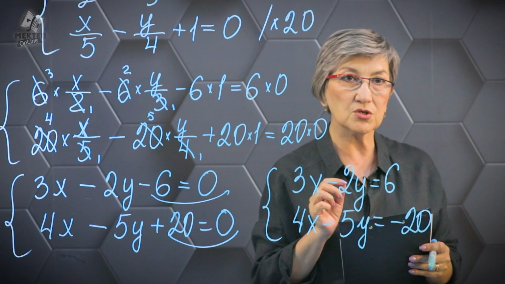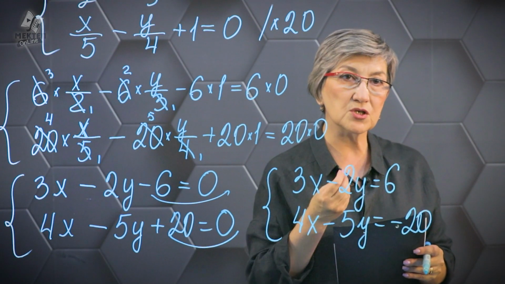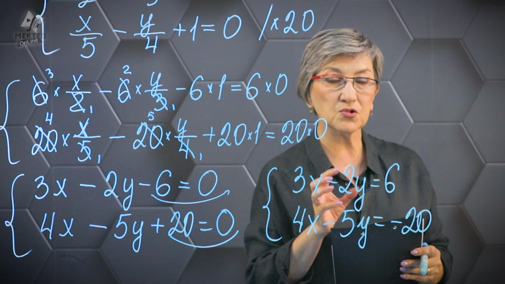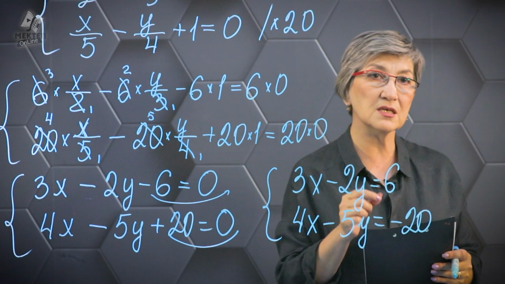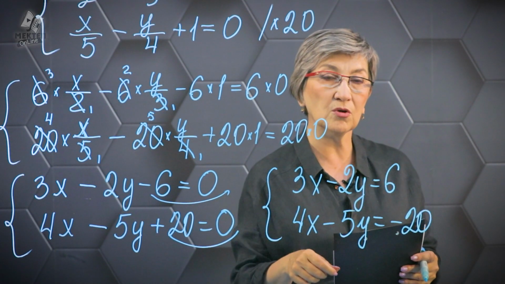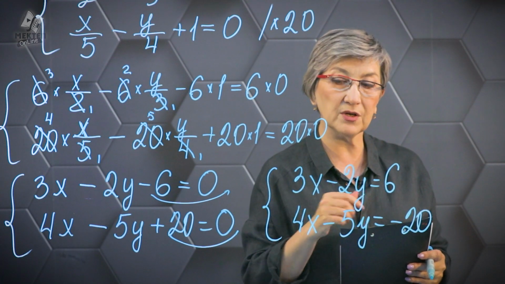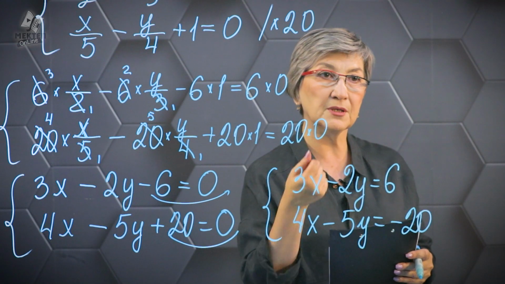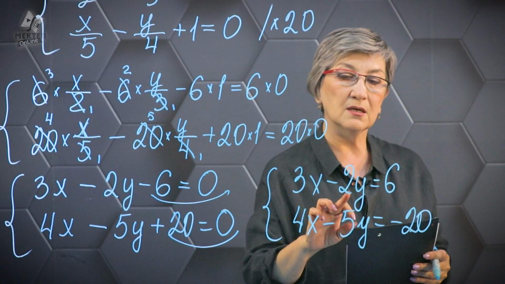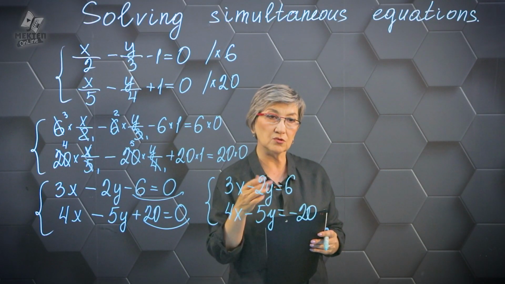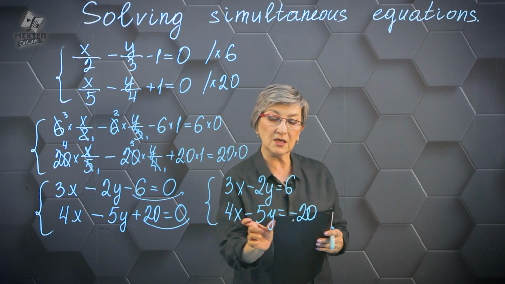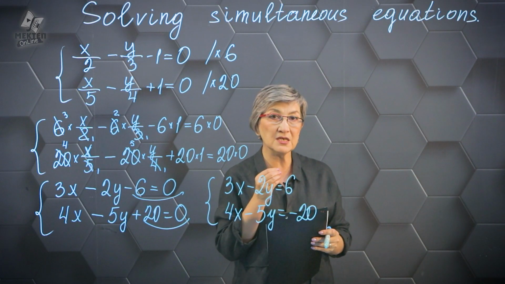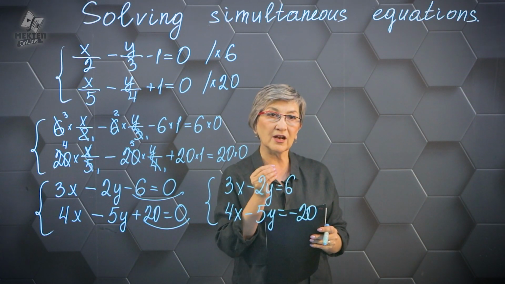To solve this system, we must choose a method through which we will solve it. If we talk about the substitution method, we must express one variable and substitute it into another equation. Let's choose this variable, 3x. It's not convenient due to 3 times x. Minus 2y is similarly inconvenient. 4x and minus 5y. Thus, in our two equations, we do not see a variable with a coefficient of 1.